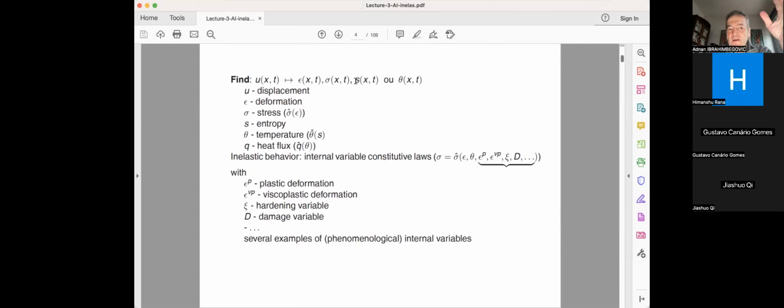And then finally, the role of heat flux is also something which is important, because this is really what takes heat from one side to another.